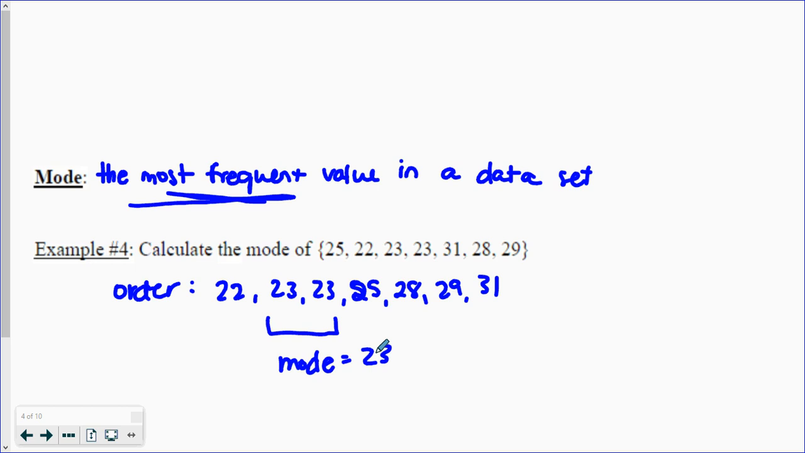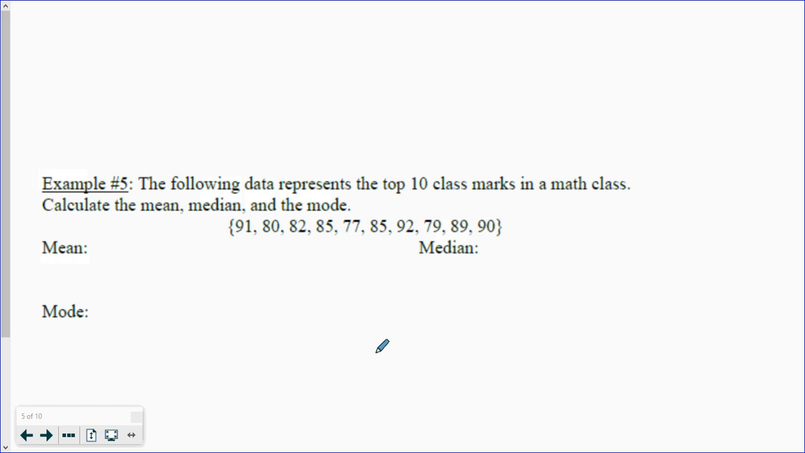So again, it's the most frequently seen. If all numbers are only seen once, there actually is no mode for it. But if you have anything that appears more than once, that will be your mode.